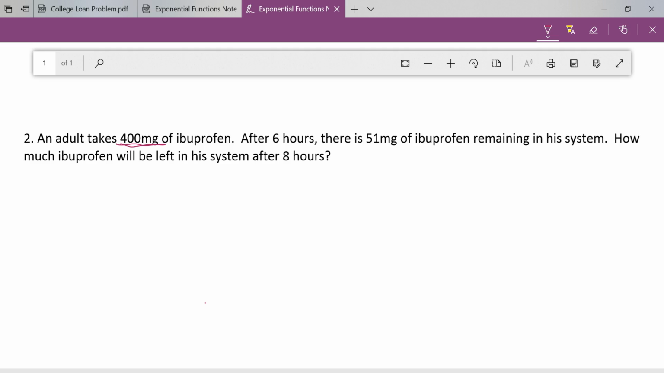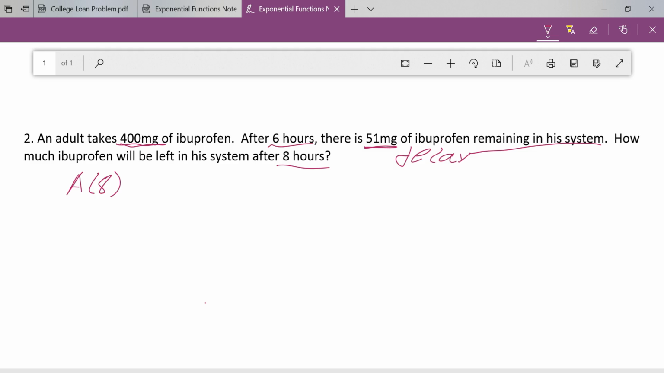Okay, so in this problem we have 400 milligrams of ibuprofen. And it says that after 6 hours, we have 51 milligrams of ibuprofen remaining in his system. So we started with 400 and we ended up with 51. So that tells us that we're going to be dealing with decay. So we're going to be using the 1 minus r with whatever our r is going to be. How much ibuprofen will be left in the system after 8 hours? So in this one, at the end, we want to know what A of 8 is.